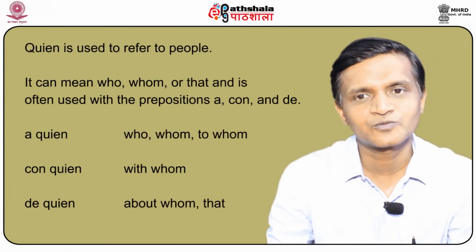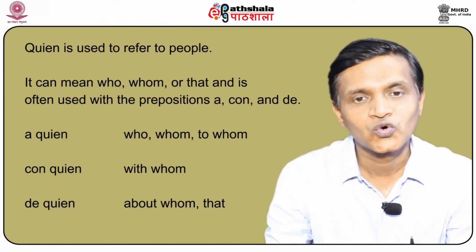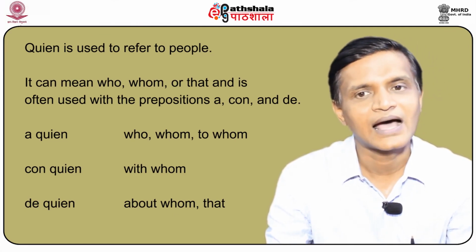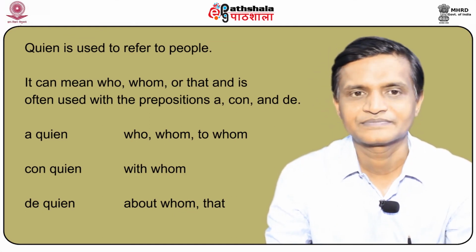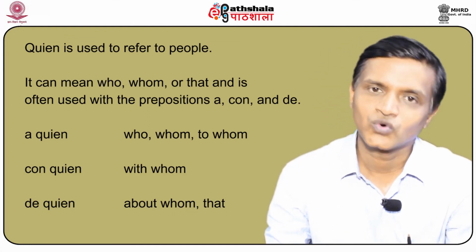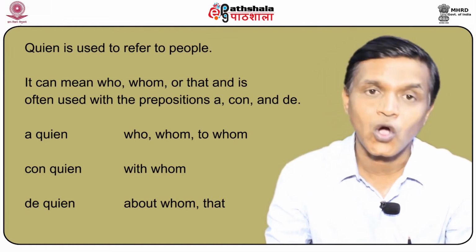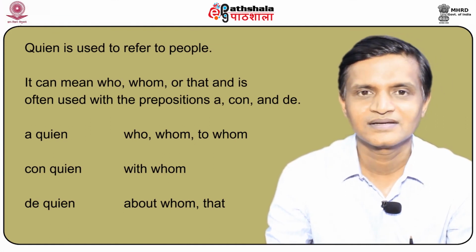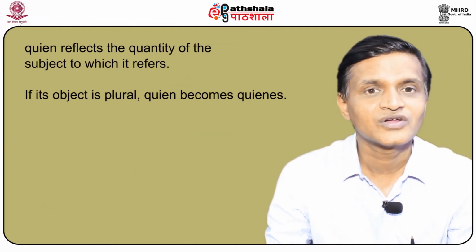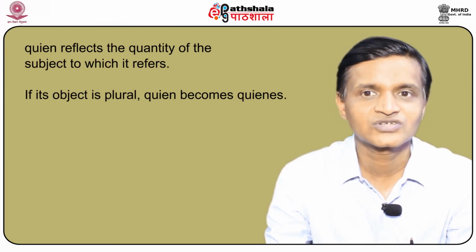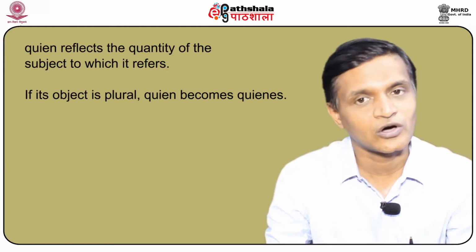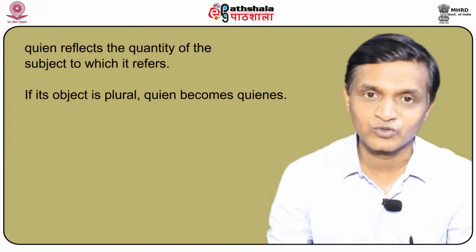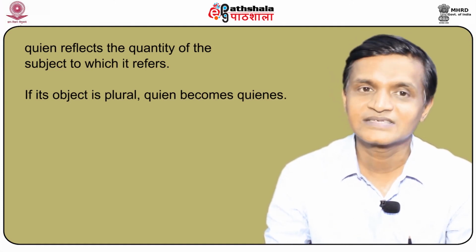Quien is used to refer to people. It can mean who, whom, or that, and is often used with the prepositions a, con, and de. A quien, who, whom, to whom. Con quien, with whom, and de quien, about whom or that. Remember that quien reflects the quantity of the subject to which it refers. If its object is plural, quien becomes quienes. So, with a plural object, quien becomes quienes.